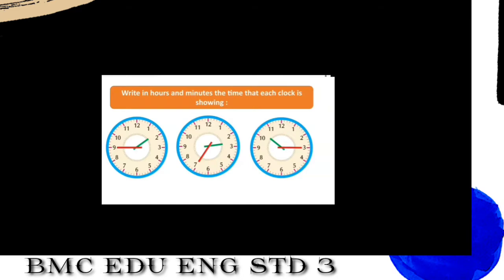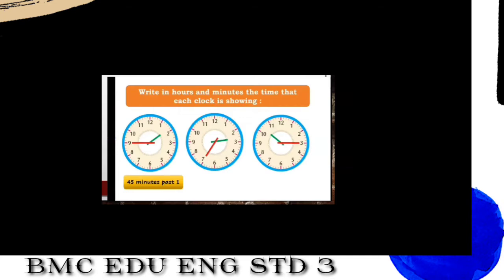Now see the first clock, children. In the first clock, you see that the long hand, the red long hand, that is the minute hand, is on 9. And the short hand is between 1 and 2. That is the hour hand between 1 and 2. So how are you going to read and write the time? Yes, you are going to write 45 minutes past 1.